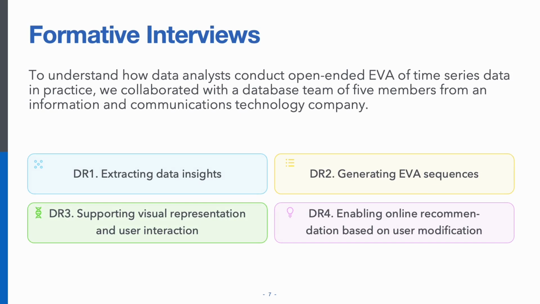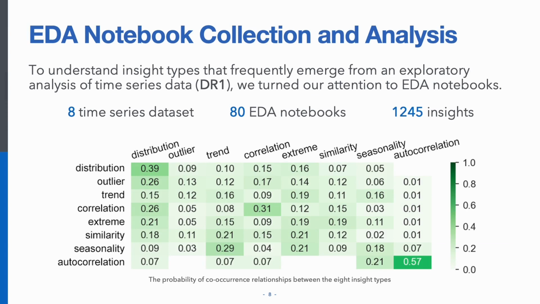First, we collaborated with a database team to understand how data analysts conduct open-ended EVA of time series data in practice. By analyzing the findings and challenges derived from the interview, we identified a set of 4 design requirements, including DR1 to DR4. Then, we collected relevant examples or cases to understand insight types that frequently emerge from an exploratory analysis of time series data.